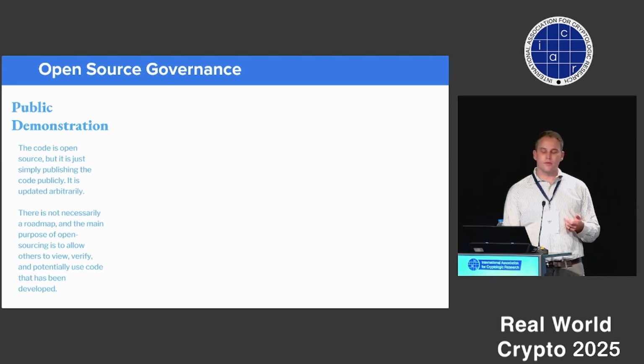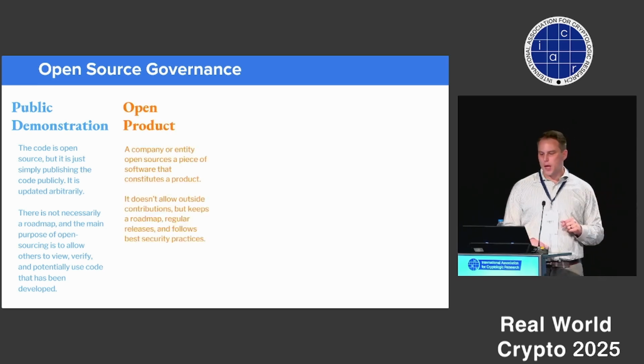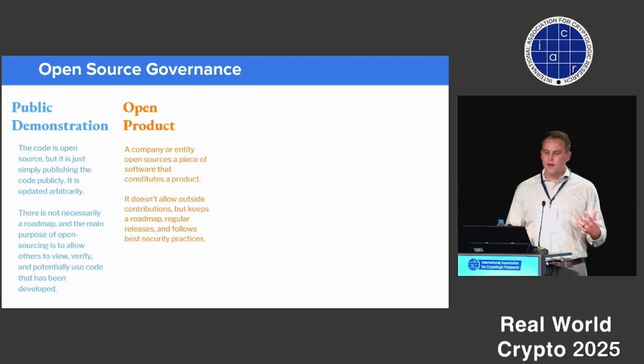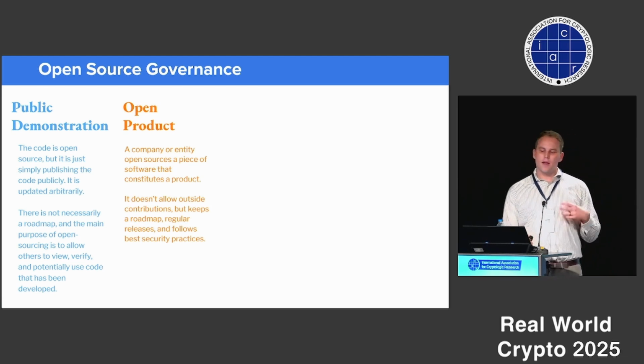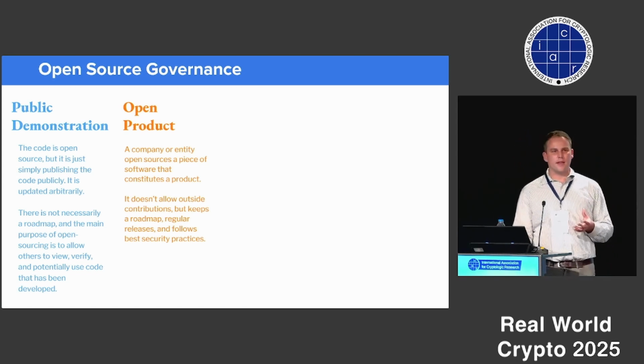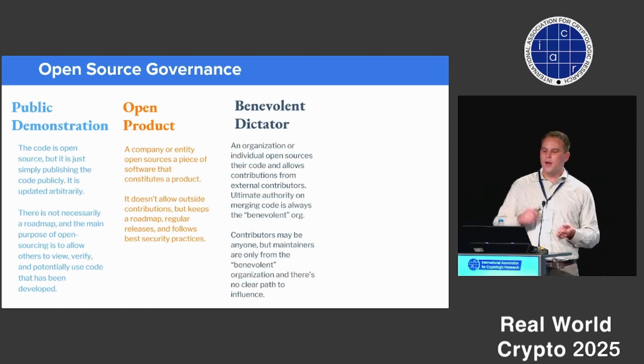We have some projects, well, we don't have these in the LF, but there are some projects called public demonstrations, which is essentially just a code dump. Then we have open source projects called open products, again, not really in the LF, but this is when a company or entity open sources a piece of software that's a product. It doesn't really allow outside contributions, but it keeps a roadmap, has regular releases, follows best practices, and so forth.